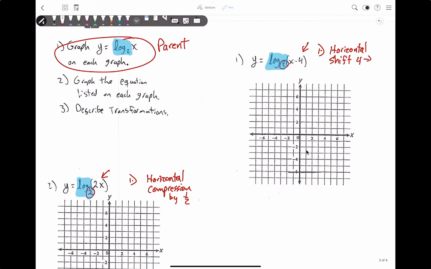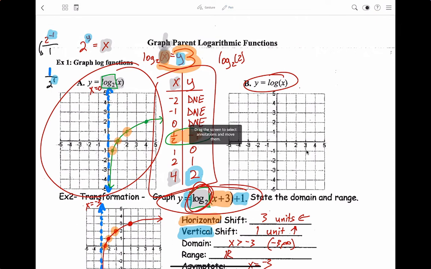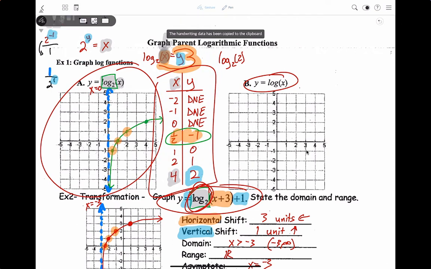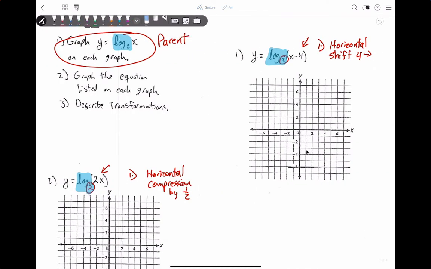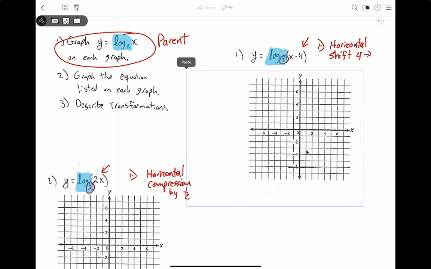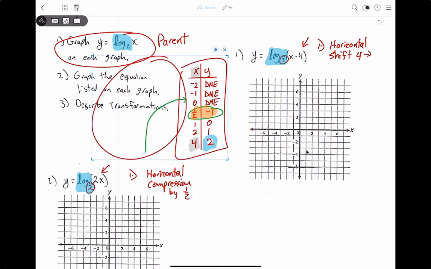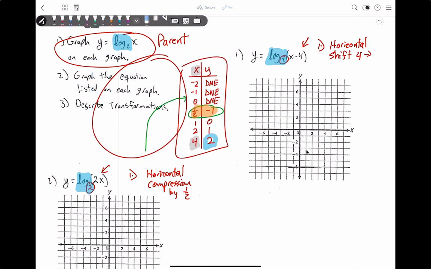So real quick, what I want to do is come over here and copy this table, and put it over here so that you see where these values are coming from. So let's go ahead and paste. Whoops. This right here is our log base 2 of x function.